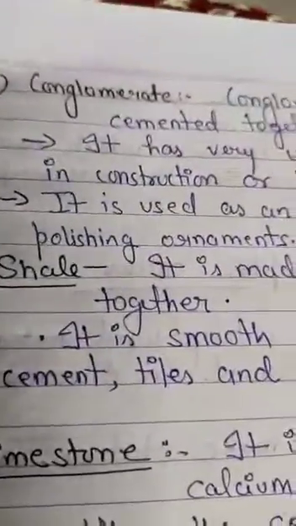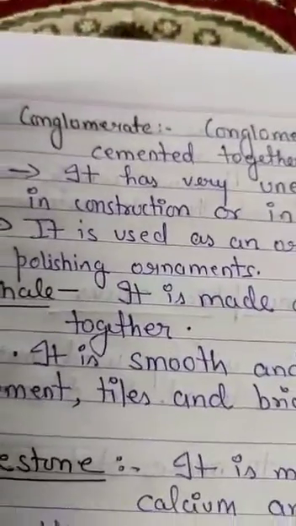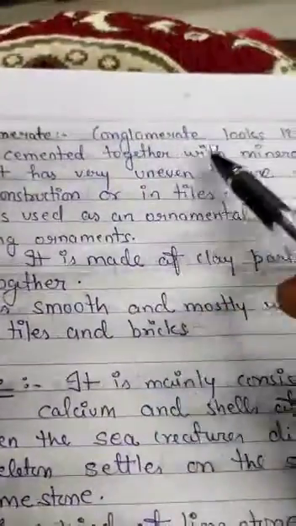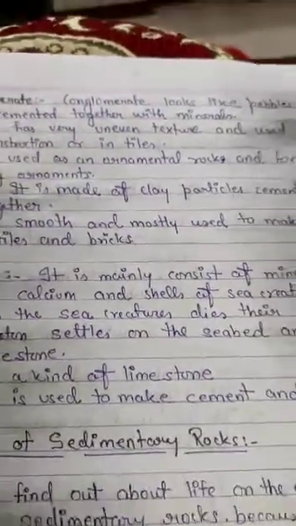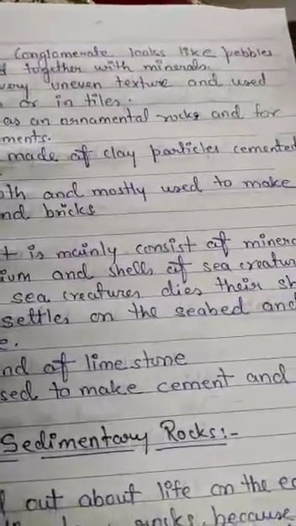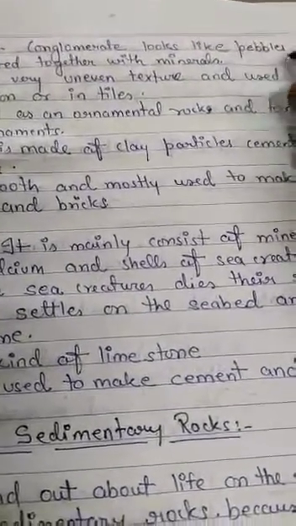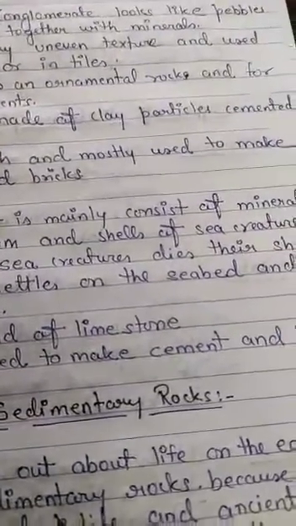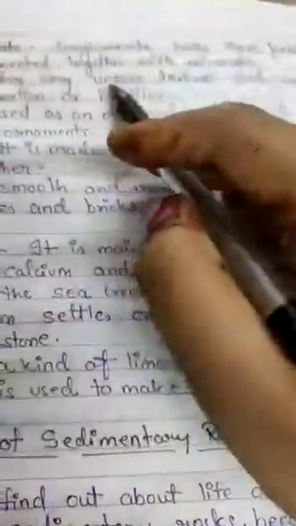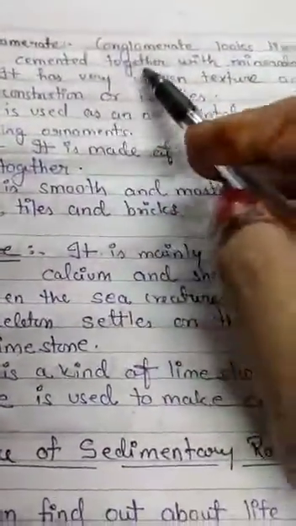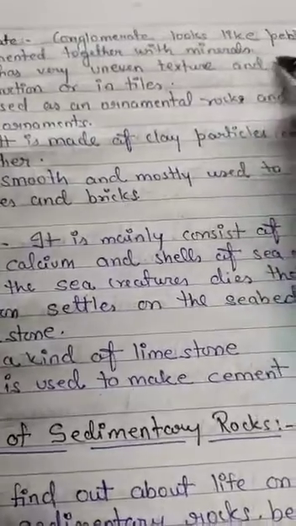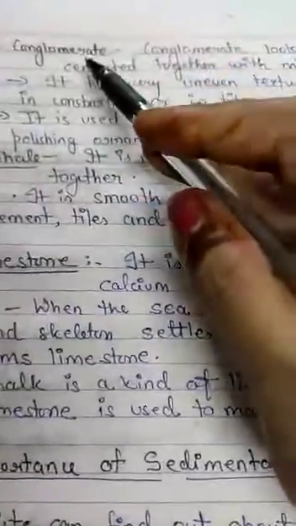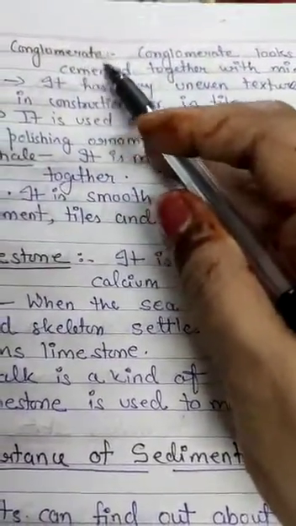Now the second type of sedimentary rock is conglomerate. Conglomerate looks like pebbles cemented together with minerals. What does it mean? Pebbles means छोटे छोटे जो कंकड़ होते हैं. So pebbles are basically small pieces of rocks. When the pebbles get cemented or joined together with the help of minerals, they form the kind of sedimentary rock that is called conglomerate.